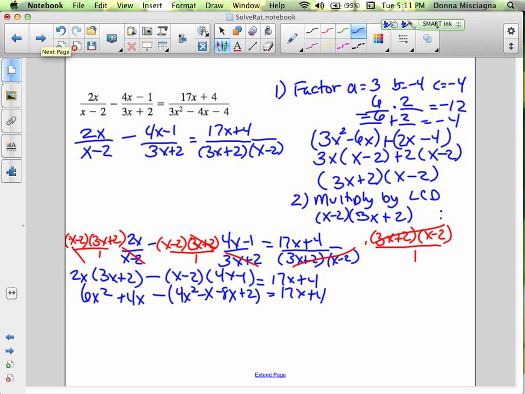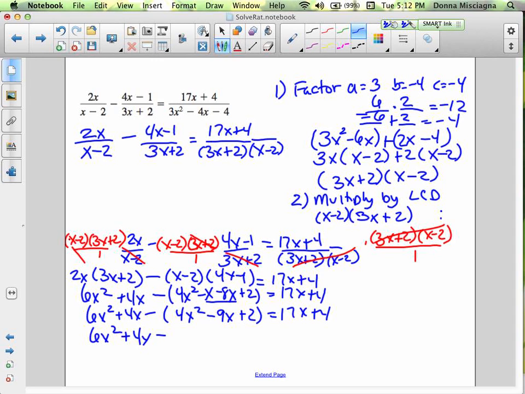All right, so now we're going to combine like terms and distribute the negative. So I've got 6x squared plus 4x minus, and this whole thing is going to be subtracted. So we have 4x squared. Let's combine those two terms. Minus 9x plus 2 equals 17x plus 4. All right, so we distribute the negative sign. So now we have 6x squared plus 4x minus 4x squared. Negative times a negative is a plus, plus 9x and minus 2.